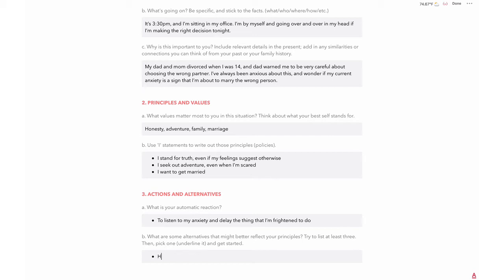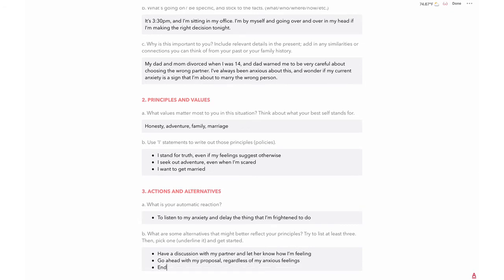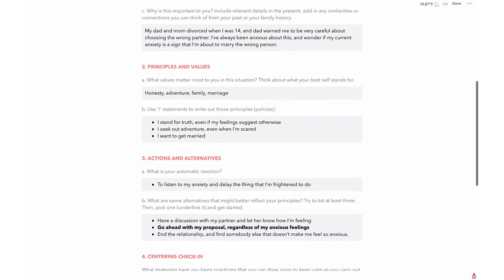So number 1, have a discussion with my partner and let her know how I'm feeling. 2, I'm going to go ahead with my proposal regardless of my anxious feelings. 3, I'm going to end the relationship and find somebody else that doesn't make me feel so anxious. And then you pick one, you circle it or you underline it, and that is the action step that you're committed to do.